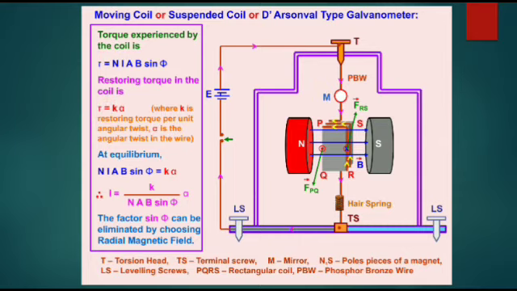So at the equilibrium position, both torques are equal, therefore NBIA sine phi is equal to K into alpha. From this, taking I, I is equal to K into alpha divided by NAB sine phi. Here sine phi can be eliminated by using the radial magnet. Which magnet? Radial magnet. Okay.